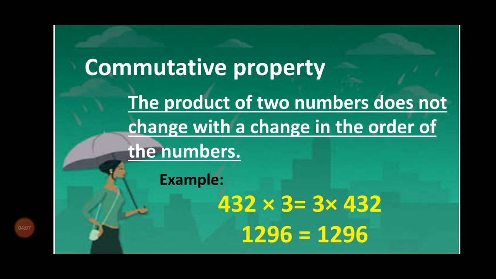Okay, for example, 432 into 3 on the left side. I am changing the places and changing the order of the numbers, I mean 3 into 432. So I am getting the same answer. 1296 is equal to 1296. So it doesn't affect the product. You can change the order of the numbers, it does not affect the product. Let's move to see the next one.